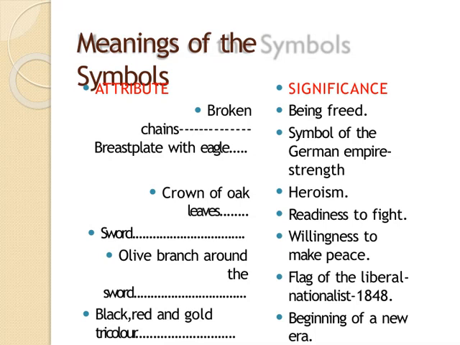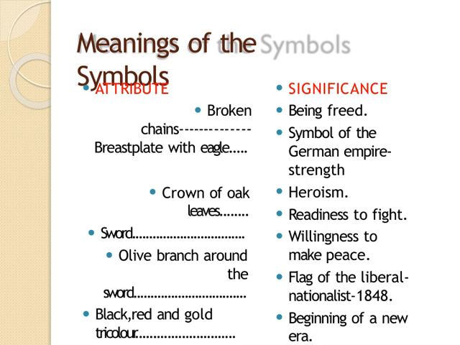Let's take a closer look at the meanings behind some of these symbols. First, the broken chains represent being freed, symbolizing liberation and independence. The breastplate with the eagle is a powerful symbol of the German Empire's strength and heroism, reflecting resilience and might. The crown of oak leaves signifies heroism and honor, often associated with bravery and resilience.